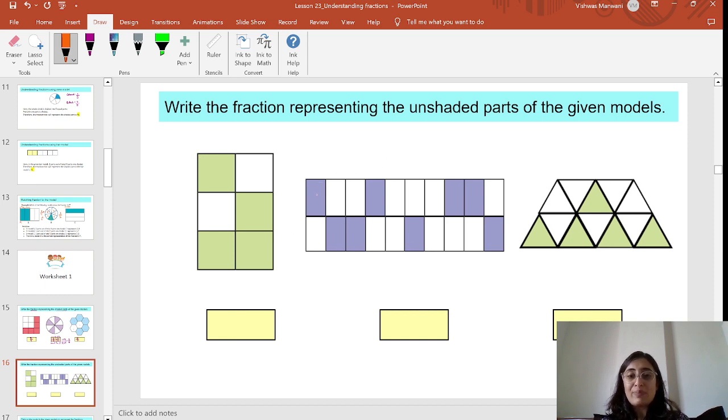So total number of parts are 3, 3, 6, 3, 9, 10, and 10 plus 10, 20. So what will be my denominator here? My denominator becomes 20. Now let's see. Here the question is asking what fraction represents the unshaded parts.